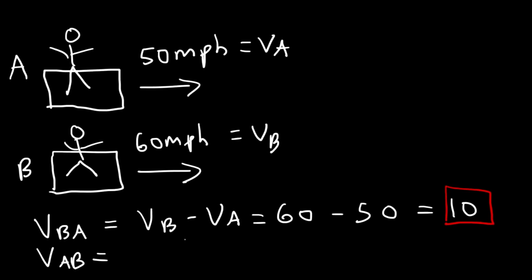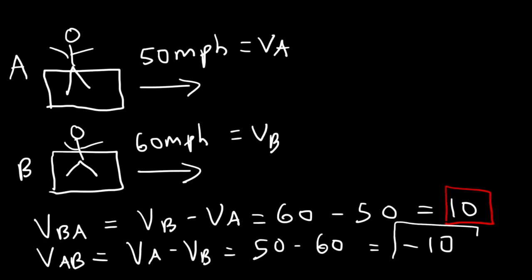And the velocity of A with respect to B is VA minus VB. That's 50 minus 60, so that's negative 10. So A is moving 10 miles per hour slower than B. So that's how you can find the velocity of A with respect to B. Now let's think about what this means.